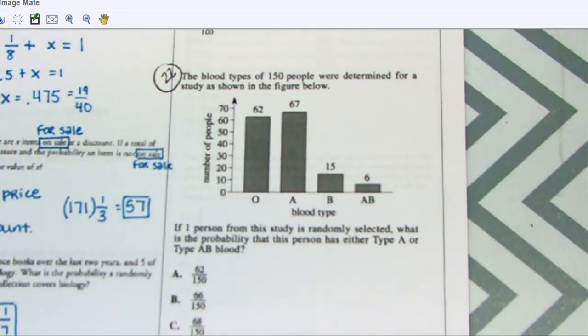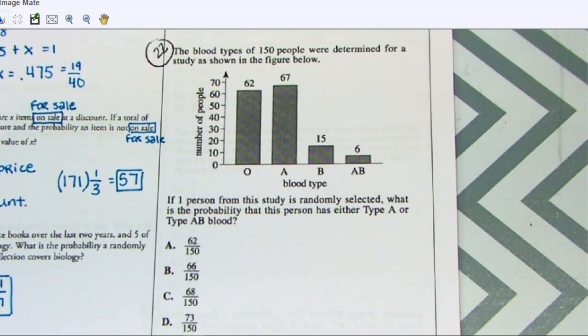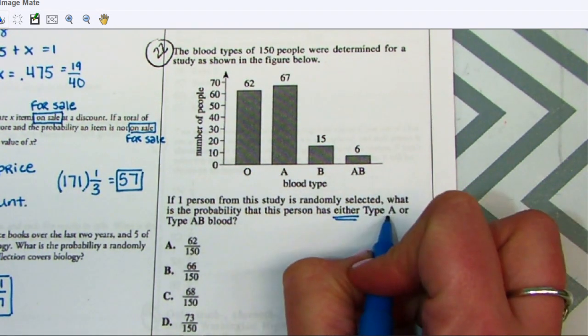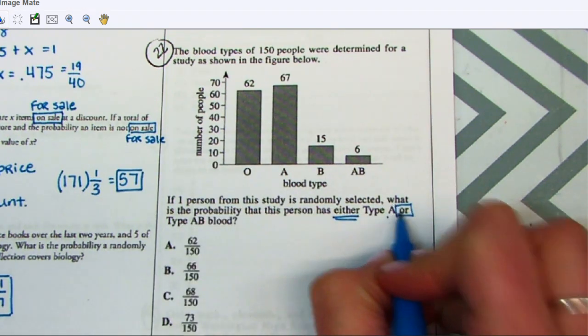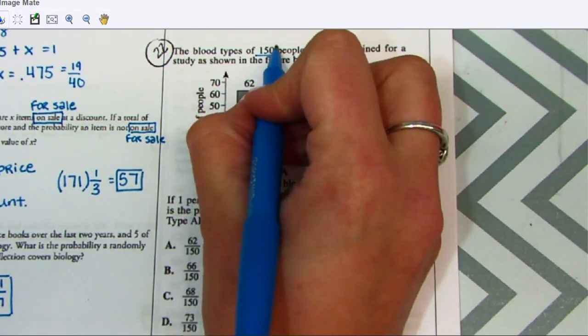The blood types of 150 people were determined for a study below. If one person is randomly selected, what is the probability that they will be either type A or type AB? So here's the trick. We don't care if they're A or AB, we just want them to be one of the two. Well, the first thing we have to know is the total. So there are 150 people.